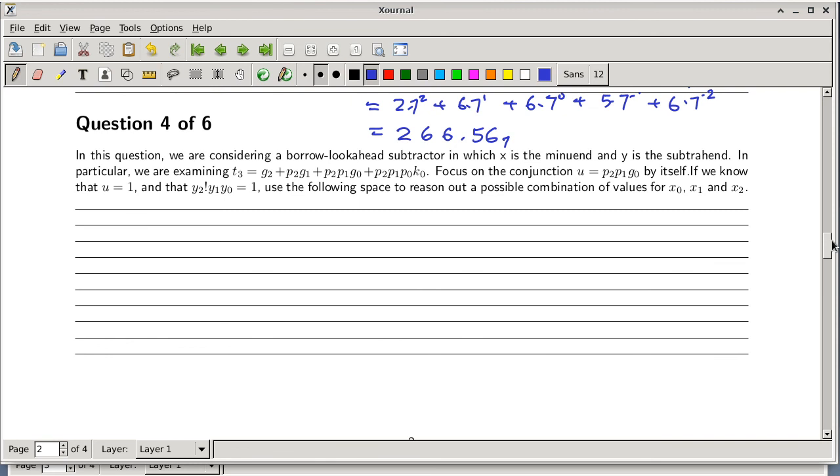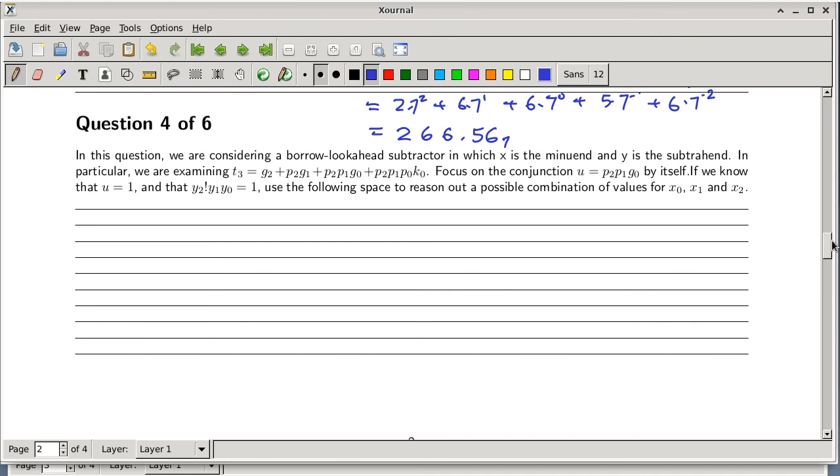Okay, so getting back to this one, in particular, we're examining T3, and I spell it out in this case. Focus on the conjunction. I give this a name U. So I'm defining U to be P2, P1, G0 as a conjunction by itself. If we know that U is 1, and we also know that Y2, not Y1, Y0 is a 1, use the following space to reason out a possible combination of values for x0, x1, x2.